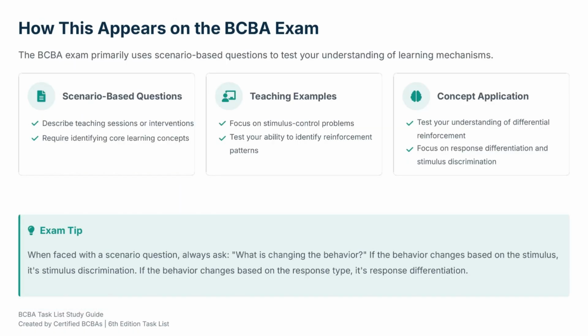On the BCBA exam, these concepts are usually tested through scenario-based questions. You may be given a description of a teaching interaction or intervention. Your task is to identify the underlying behavioral principle. Some questions focus on stimulus control, while others focus on differential reinforcement across responses. To answer these questions correctly, you need to analyze the reinforcement contingencies described in the scenario. Pay attention to whether the change in behavior depends on stimuli or responses.